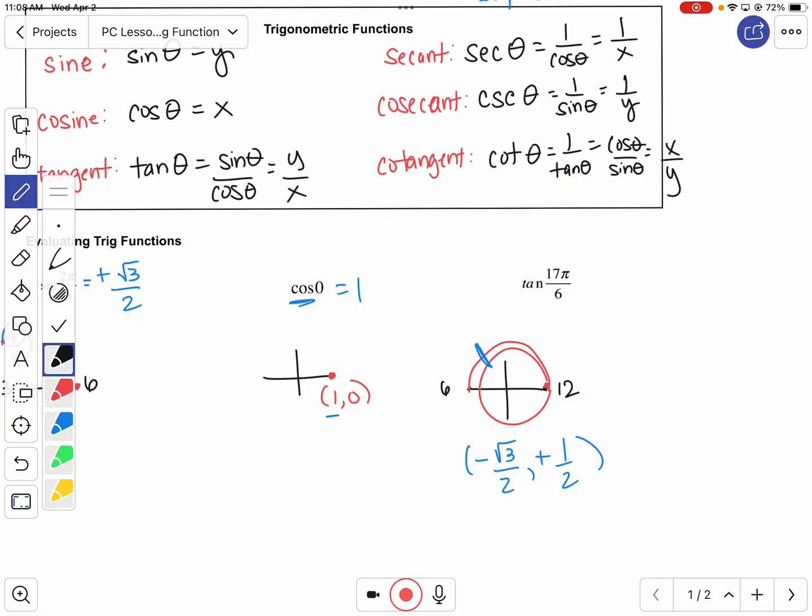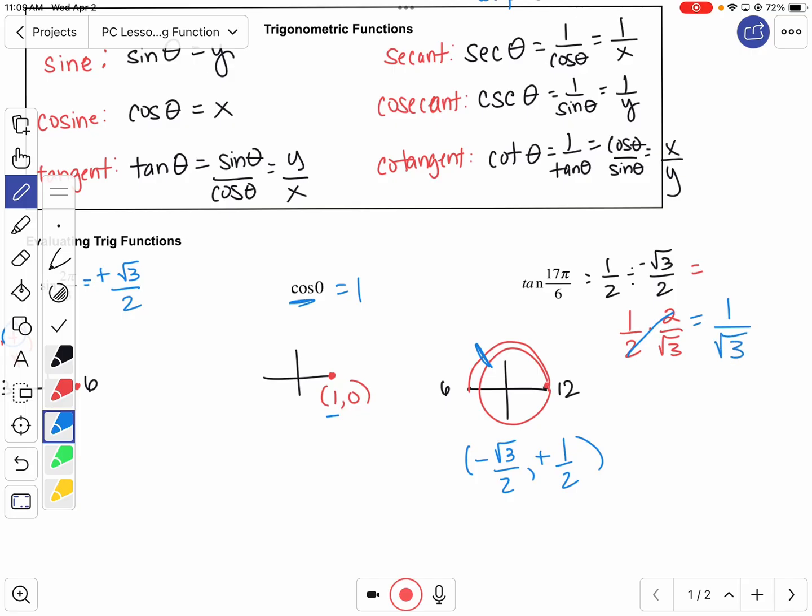Now, this is where we're going to have to do a little work, because tangent is sine over cosine, or y over x. So we're going to have to take 1/2 and divide it by negative square root of 3 over 2. Now, we've not divided fractions in a hot minute. These will all be non-calculator. What do we do when we divide fractions? Keep, change, flip. So 1/2 times 2 over the square root of 3. What's going to happen to your 2's? They're going to cancel out. And I get 1 over the square root of 3.